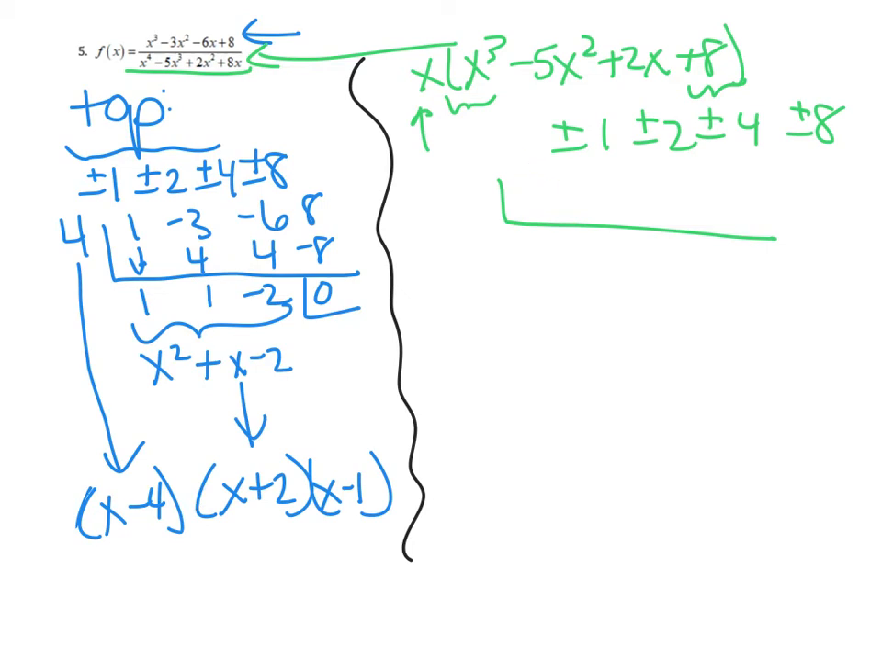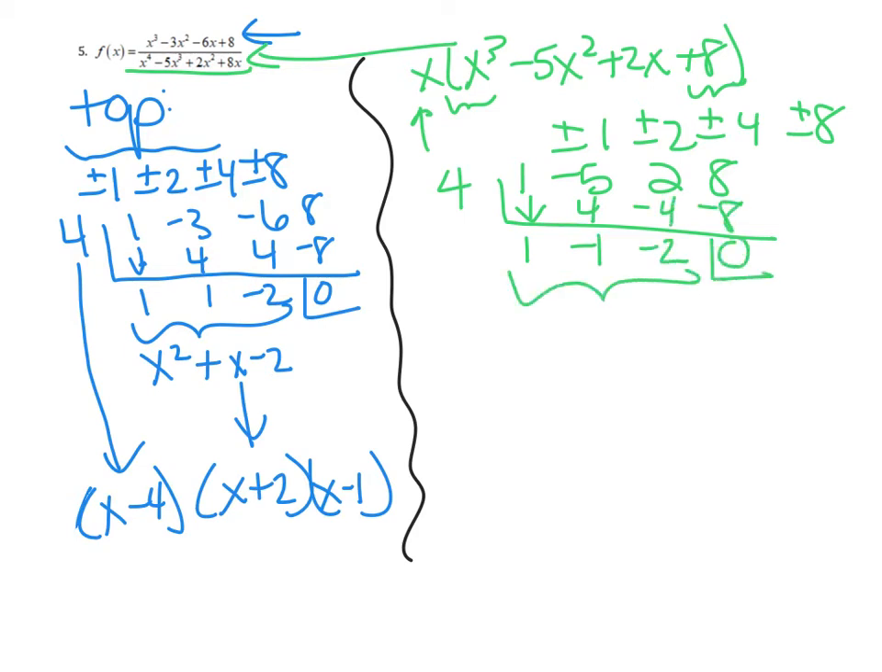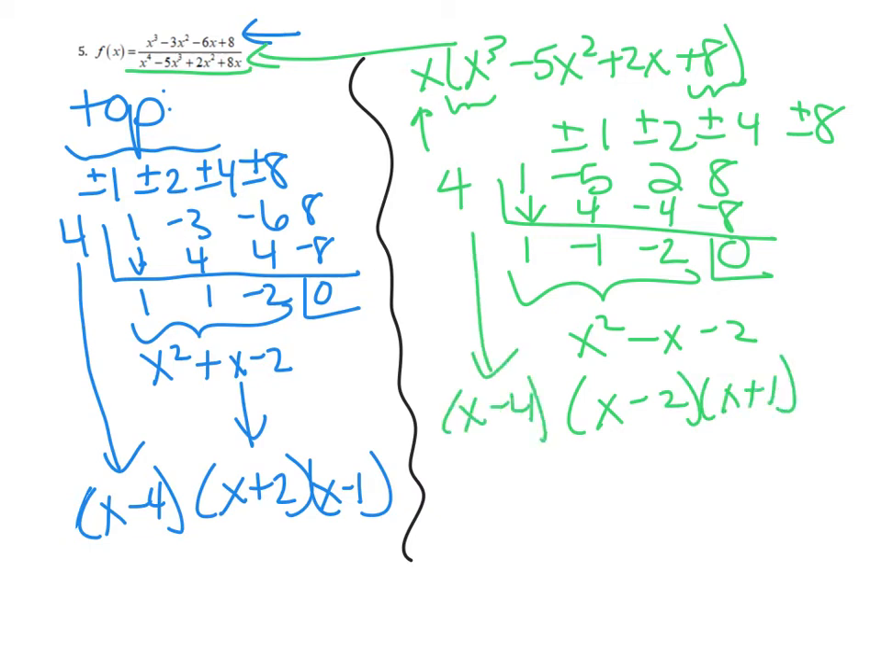So 1, negative 5, 2, 8. Let's try 4. We tried 4 and it worked before. 4, negative 2, negative 8, and that does work. So I'm left with x squared minus x minus 2. That's x minus 2, x plus 1. And then this is x minus 4. But you also have the x. So I'm going to basically take these factors on the next screen and do all of our math. But we needed to do all the factoring first, and I wanted to do that separately on a screen.